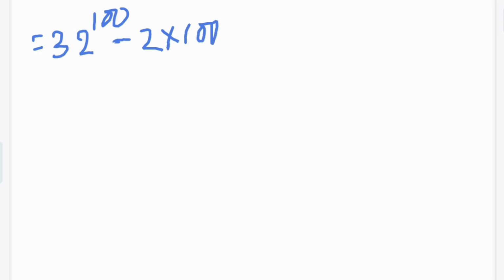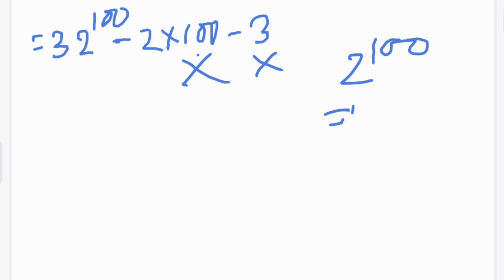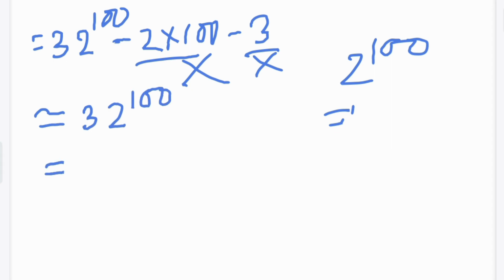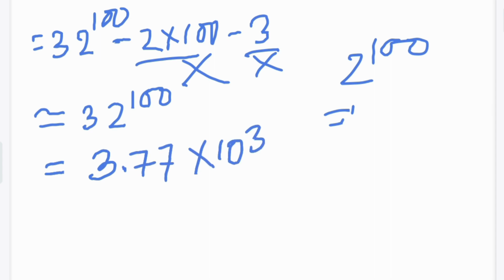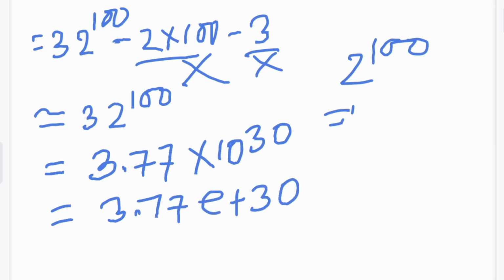So that is 3 into 2 raised to the power 100 minus 2 into 100, minus 3. Basically we can ignore these two terms because 2 raised to the power 100 is so big that we can neglect them. So that is 3 into 2 raised to the power 100. So this is simply 3.77 something like this into 10 raised to the power 30. We can write it in scientific notation, that is 3.77 e plus 30. That is our answer.